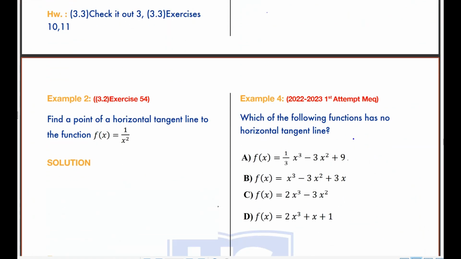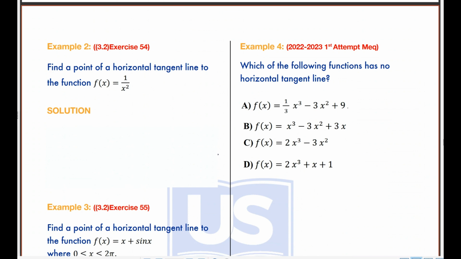Another exercise question: find horizontal tangent lines. Horizontal tangent line means the slope, the derivative, is equal to 0. So take the derivative, f prime of x equals. Let me rewrite the function before I take the derivative. Let's move the variable to the numerator to use the power rule. Using the power rule is easier than using the quotient rule here. That's why I chose to move it to the numerator.